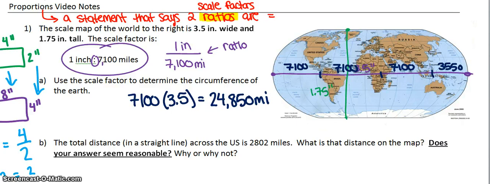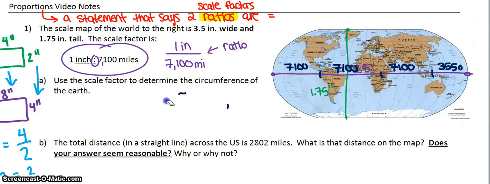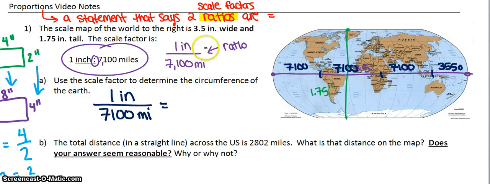Now, another way to do this problem, and I'm erasing because I want to show you how we could do this with proportions, but that method will work too, is I can set up a statement that says two ratios are equal. So the ratio of 1 inch to 7,100 miles is the scale. Okay, 1 inch to 7,100 miles is another way of writing our scale factor. Okay, and now a proportion is a statement that says two ratios are equal. So the scale of this has to be equal to how I'm going to scale the circumference.